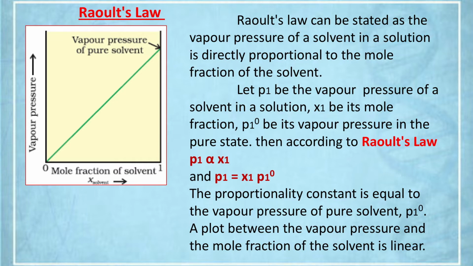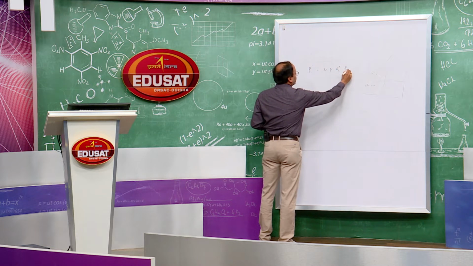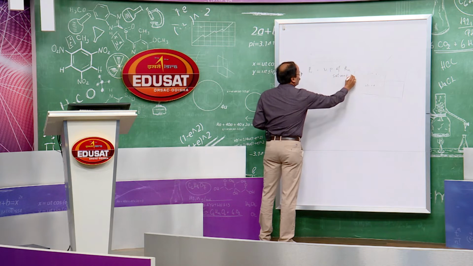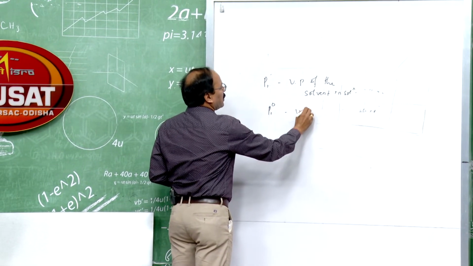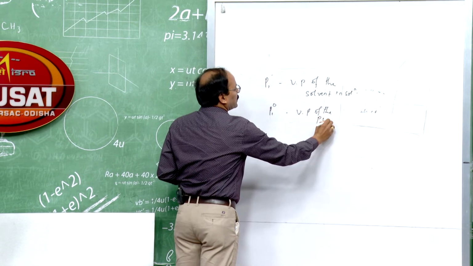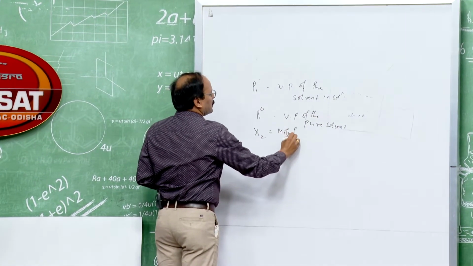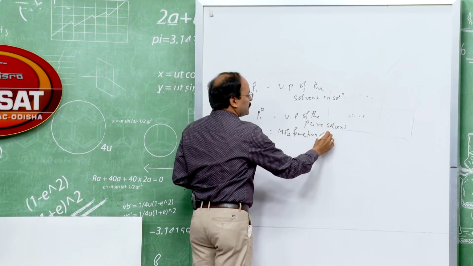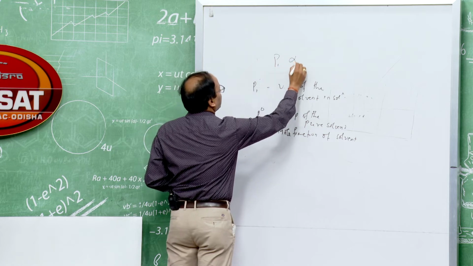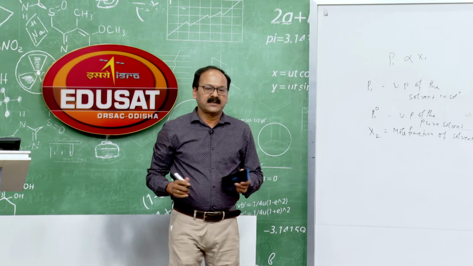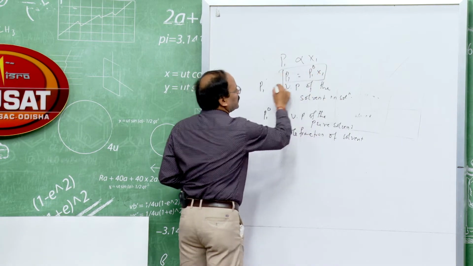If P1 is the vapor pressure of the solvent in solution and P1 0 is the vapor pressure of the pure solvent, and if X1 is the mole fraction of the solvent, then according to Raoult's law, P1 is proportional to X1, or P1 is equal to P1 0 X1. This is your Raoult's law.